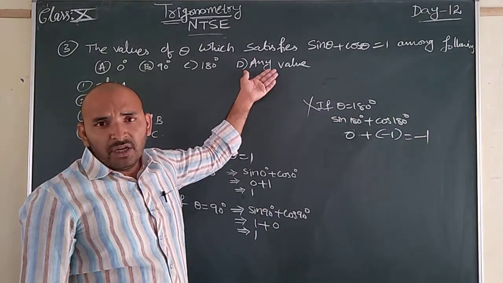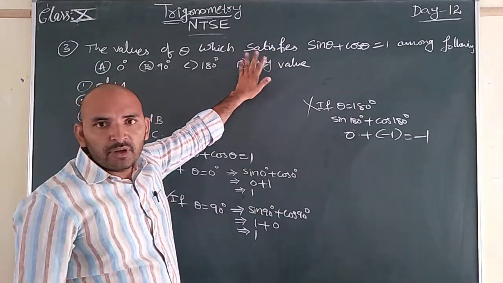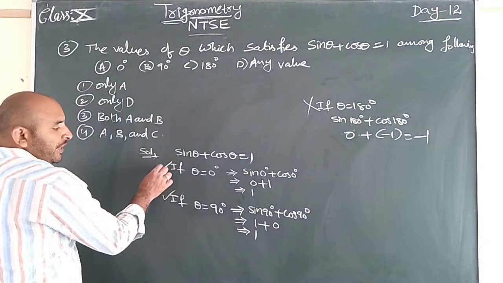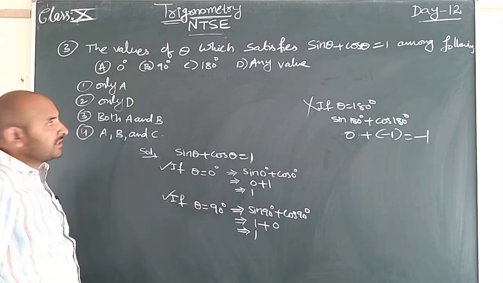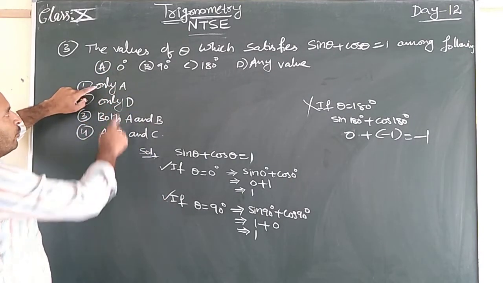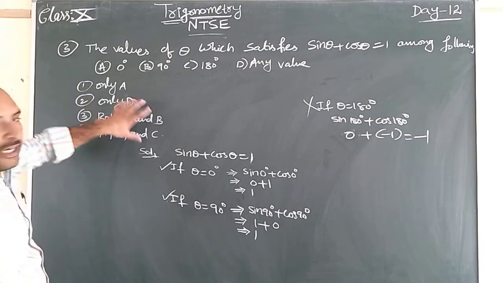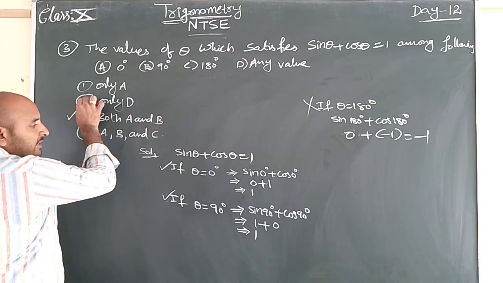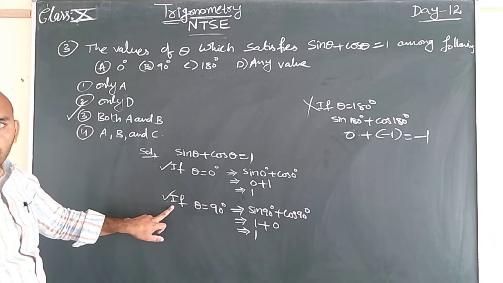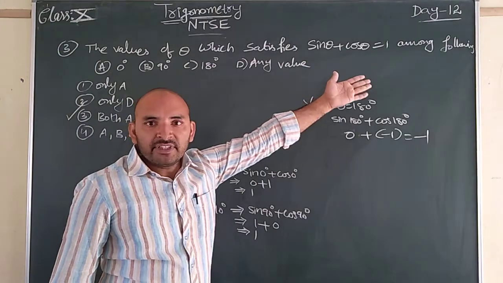So any value, whether 180 degrees, 220 degrees or 150 degrees, is not applicable for D. So only two cases: when theta is equal to 0 degrees and theta is equal to 90 degrees. The first option is only A. Is only A correct? No. Only B? No. Both A and B are correct. Option number 3. When taking these two values, the given condition is satisfied.